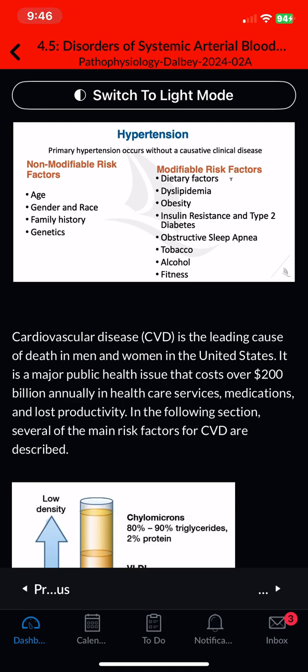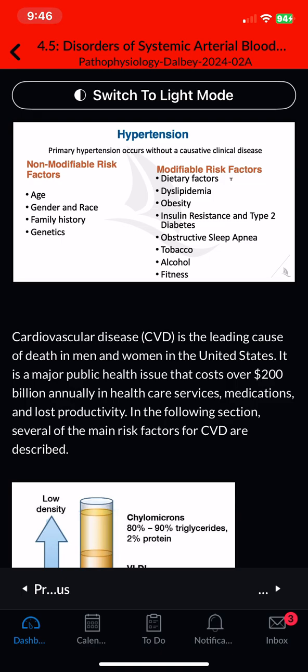Dyslipidemia or hyperlipidemia is also related to diet, and so consuming saturated fats and cholesterol can cause dyslipidemia. As we've previously seen, hyperlipidemia can lead to atherosclerosis and hypertension. Obesity or being overweight also leads to high blood pressure mechanisms, and it leads to other risk factors like insulin resistance, type 2 diabetes, and obstructive sleep apnea. Tobacco and alcohol consumption are linked to hypertension as well.